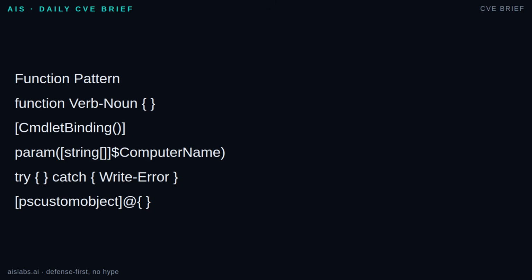For output, create a custom object with PSCustomObject and named properties. Do not end the function with Format-Table. Formatting is for the console edge, not the tool core.